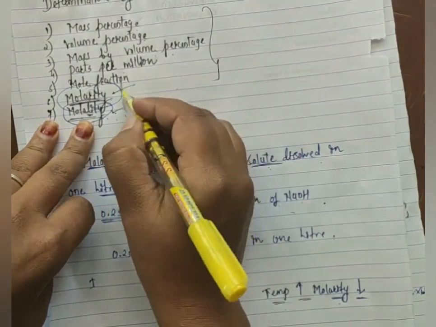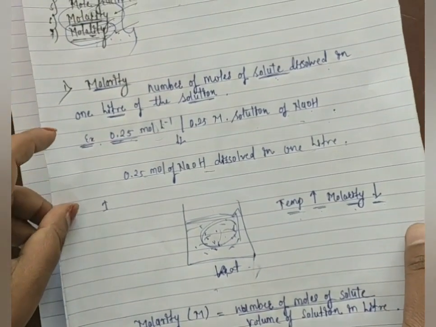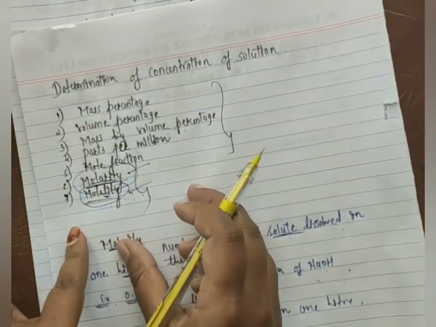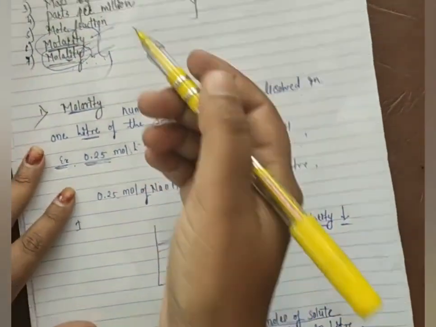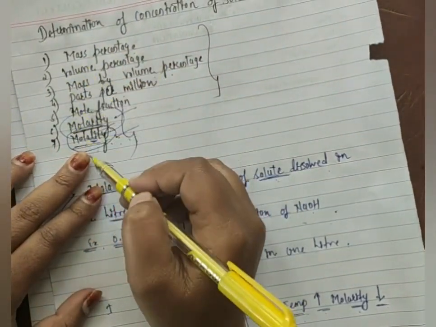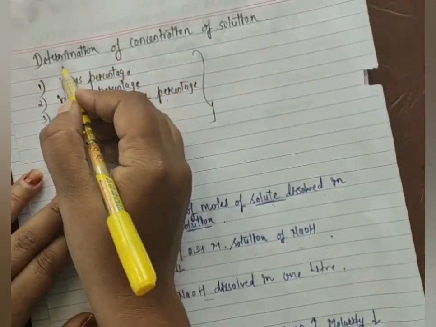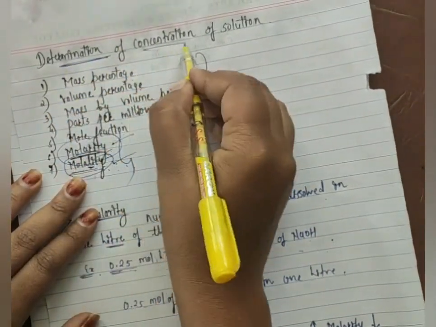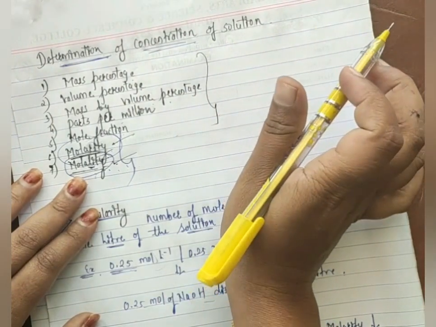Okay, so these both terms are very important, and I already solved the problems belonging to all these terms. I hope you understand today's class. If you have any doubts regarding all these 7 concepts, you have to ask me. So in today's class I finished this most important concept, the determination of concentration of the solution.